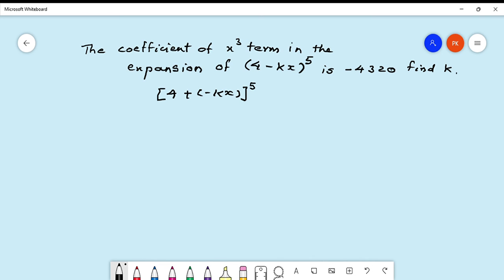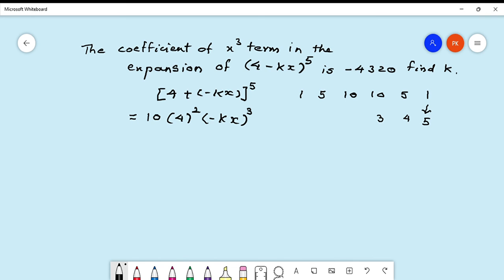Now I want x cube term. So negative kx to power 3. So 4 power will be 2. And in the expansion of a plus b to power 5, the coefficients are 1, 5, 10, 10, 5, 1. So start from right side, rightmost power of second term will be 5, then 4 and then 3. That means the coefficient here should be 10. Is that clear with you?